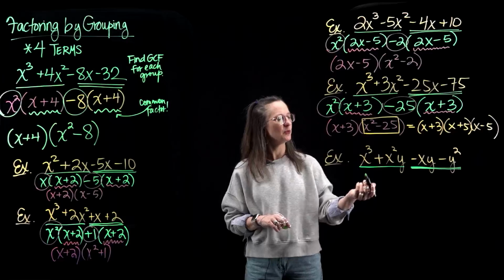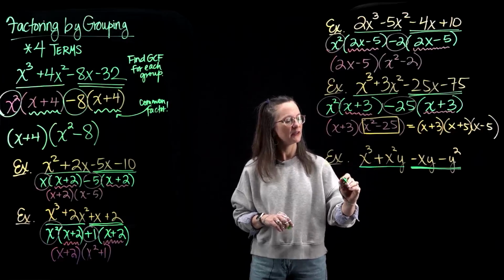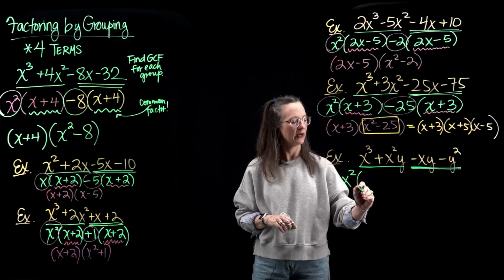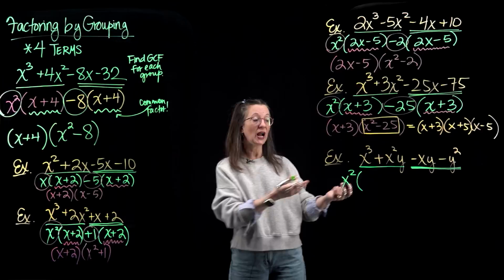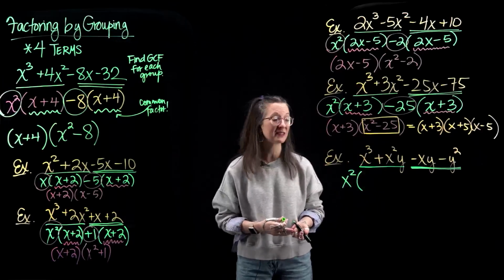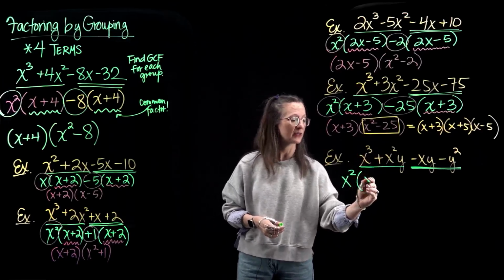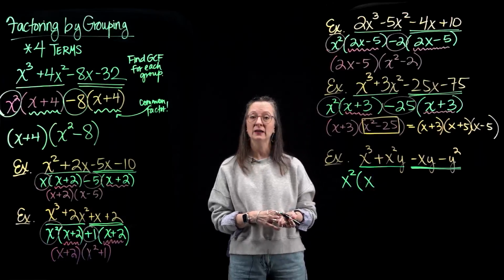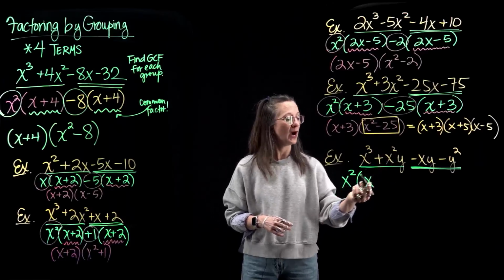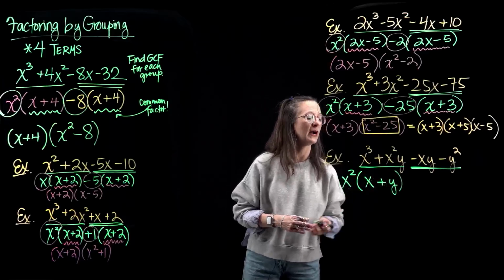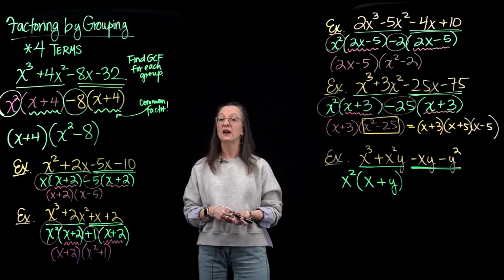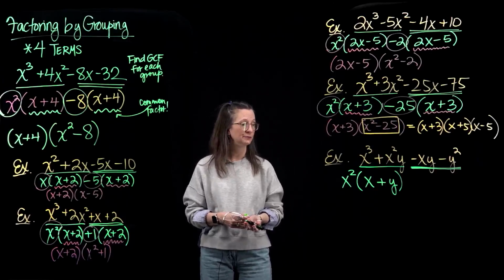From that first group, the greatest common factor would be x squared. And then let's carefully factor out that x squared and write down what's left. So x cubed over x squared leaves me x. X squared y over x squared leaves me with positive y. So I have x squared times x plus y.